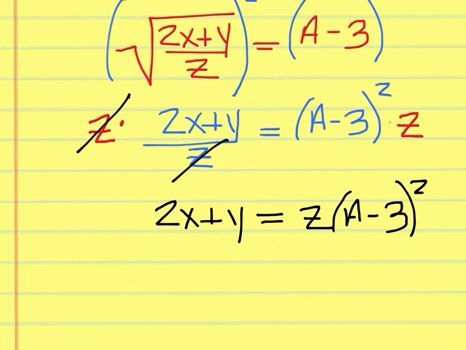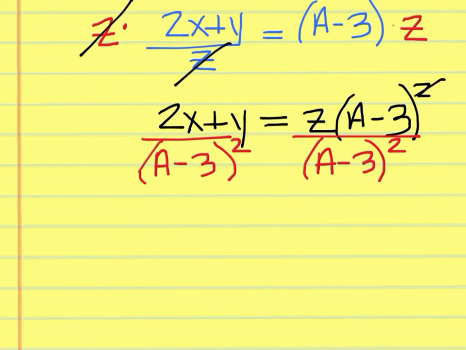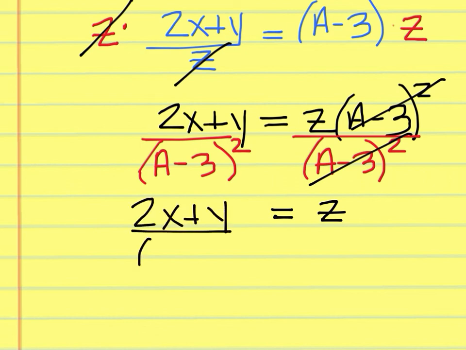We're solving for z. Don't forget what you're solving for. And to get z by itself, you simply have to divide both sides by what's with it. The quantity squared of a minus 3. And when you do that, this cancels with this, and you're left with z on the right, 2x plus y over the quantity squared of a minus 3.